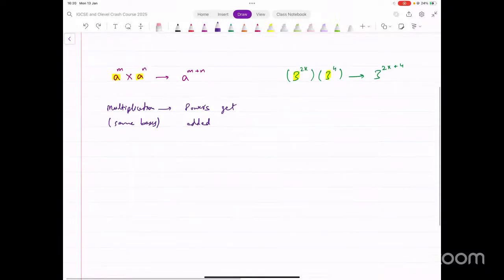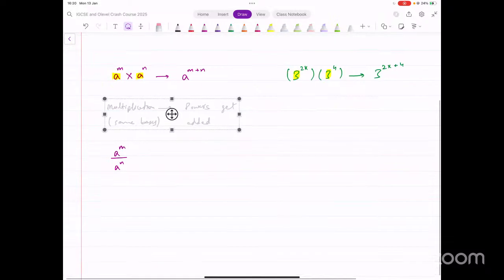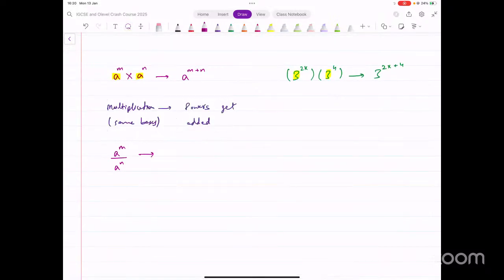Okay. Now, very similar to this, we've got another rule. If you have a raised to power m divided by a raised to power n, you've got two things dividing like this. Now, in this case, you've got division, and again, the bases are the same. What happens in this case? The powers get subtracted and you get something like this, a raised to power m minus n.